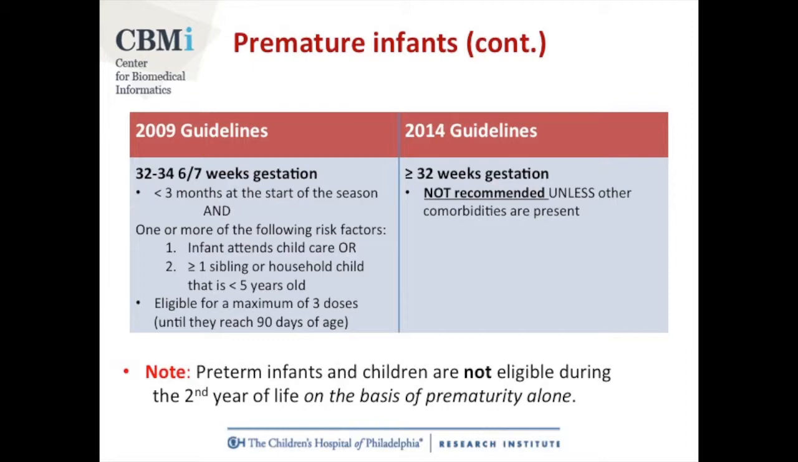It's important to note here that one conspicuous absence in the 2014 guidelines is that preterm infants and children are not eligible during the second year of life on the basis of their prematurity alone. Only if they have an eligible comorbidity, specifically chronic lung disease, that could make them eligible for the second year of life.